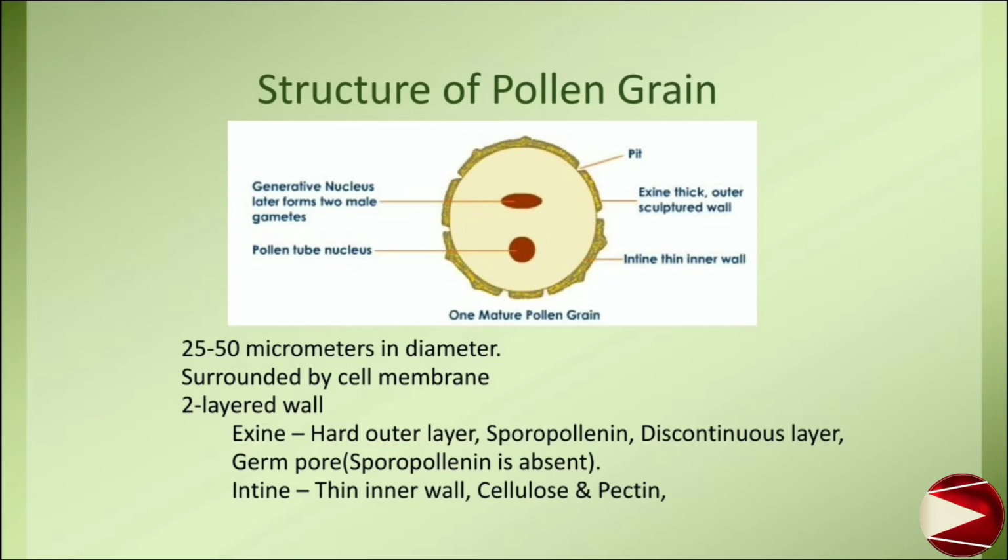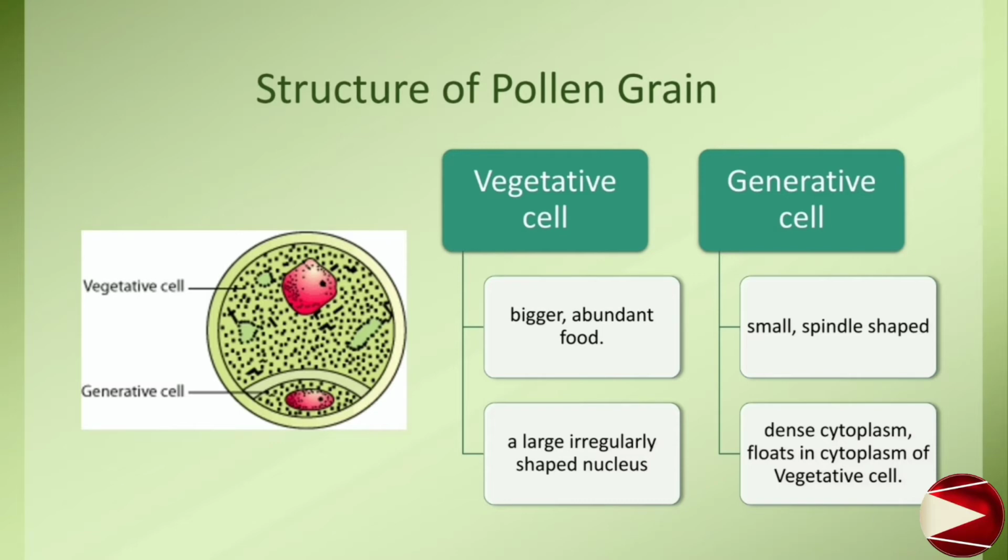Exine is not a continuous structure, so the apertures or gaps present there are called germ pores. The inner wall of the pollen grain is called intine. This layer is continuous and made up of cellulose and pectin. When the pollen grain is matured, it contains two cells, a vegetative cell and a generative cell. The vegetative cell is bigger, has abundant food reserve and a large irregularly shaped nucleus. The generative cell is small and floats in the cytoplasm of the vegetative cell. It is spindle shaped, having dense cytoplasm and a nucleus.